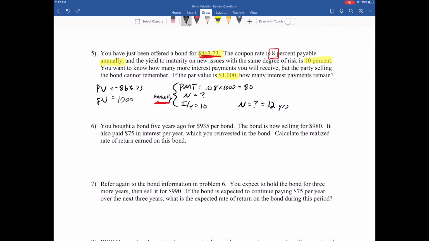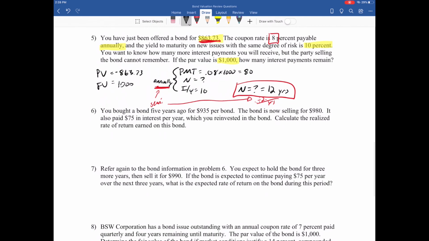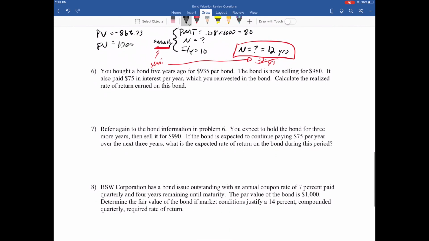The adjustment would be in the event that you are inputting these values semi-annually, then your N is going to be in semi-annual periods, so you would actually have to divide that by 2 to get years. But in this case, it is not semi-annual inputs, so our output is in years. 12 interest payments remain based on this information. So once again, we can just continue to apply some of our understanding of bonds and how they sell at discounts and the relationship between coupon rates and yield to maturities, etc., in these different types of review questions.